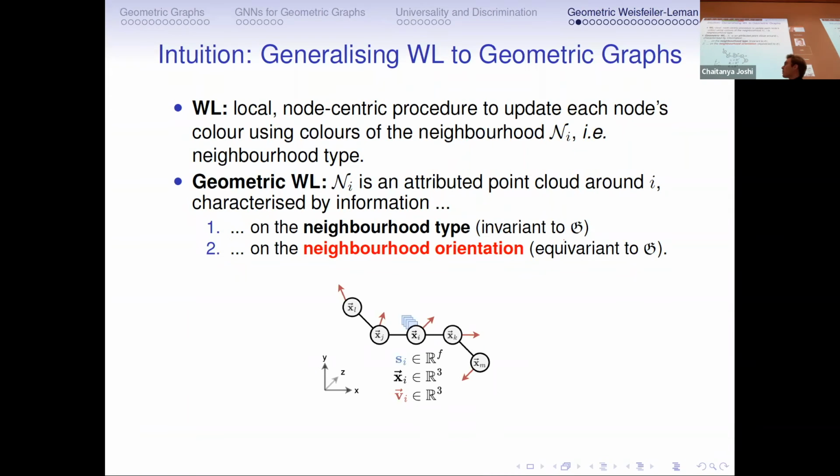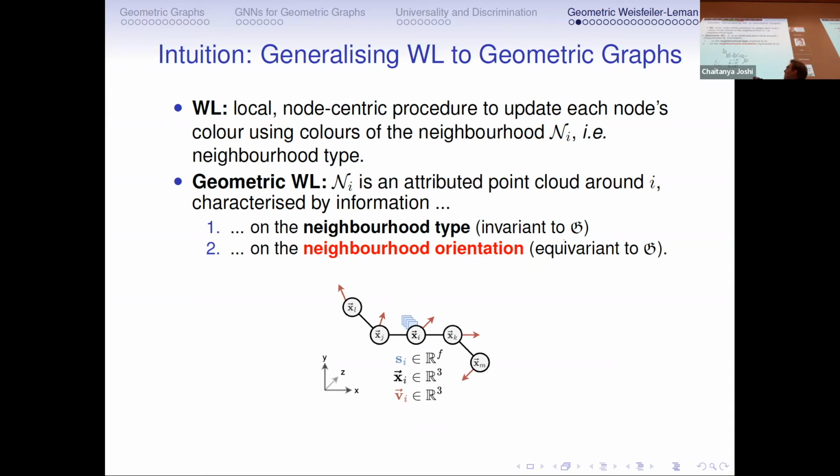The first type we call neighborhood type. To give you an example, if I'm the central node, my hand is my first neighbor, the other hand is the other neighbor. I want to know, am I a node that sits in the middle of, for example, this chain? And that will be the neighborhood type. And that wouldn't care whether I'm rotated. I would still be a node that sits in a chain.